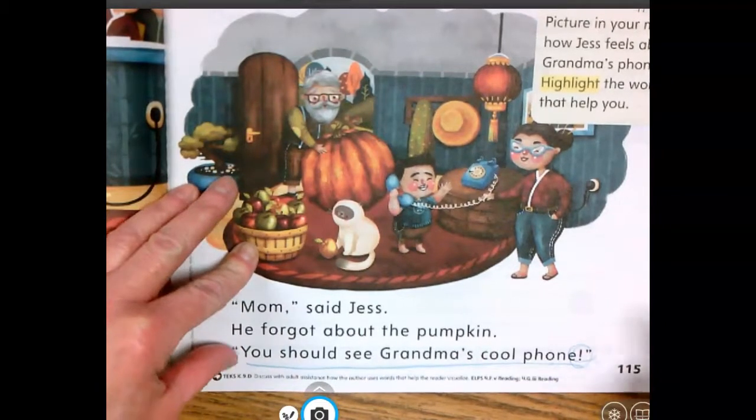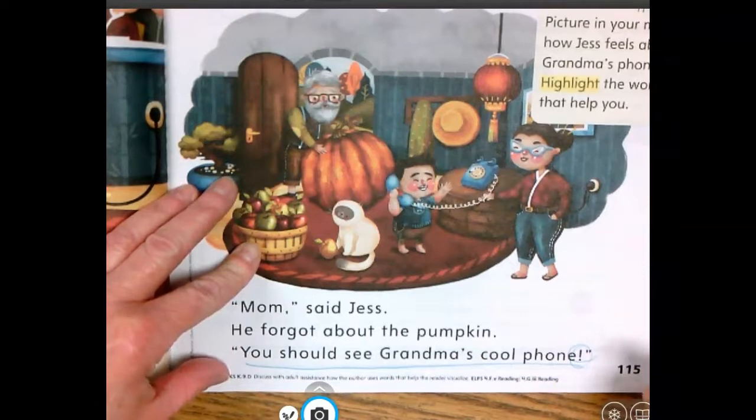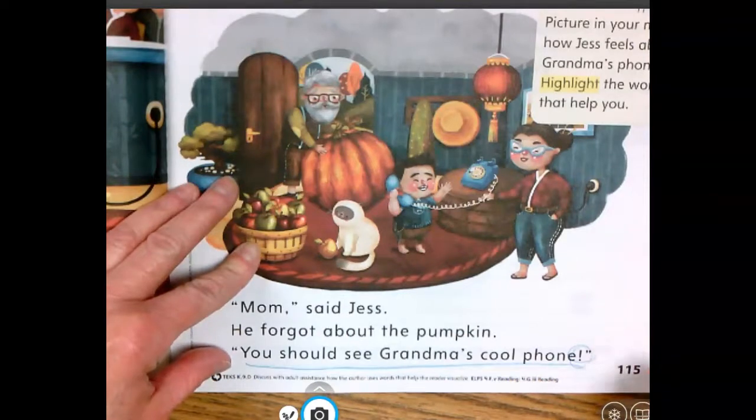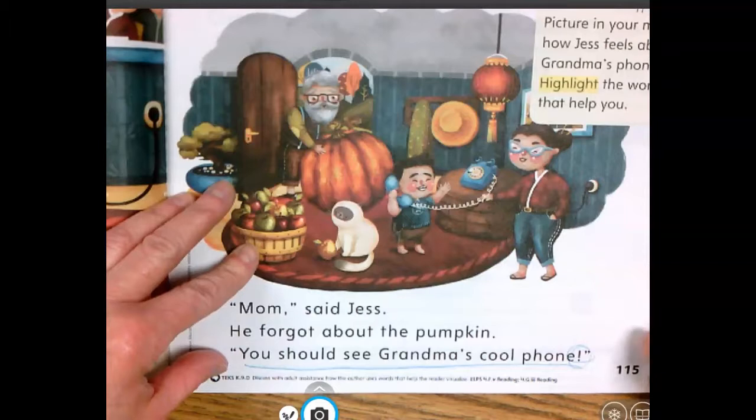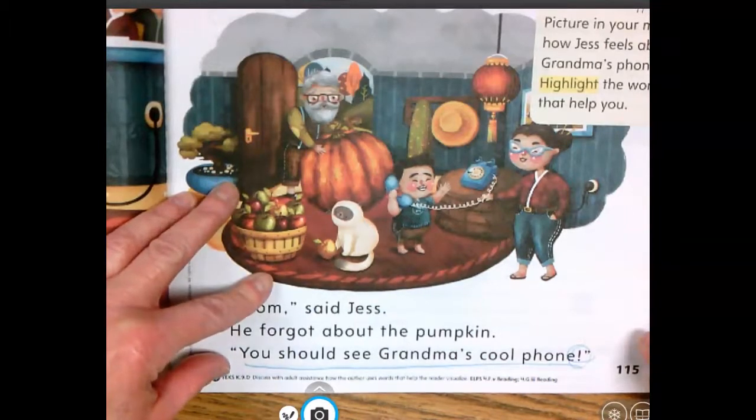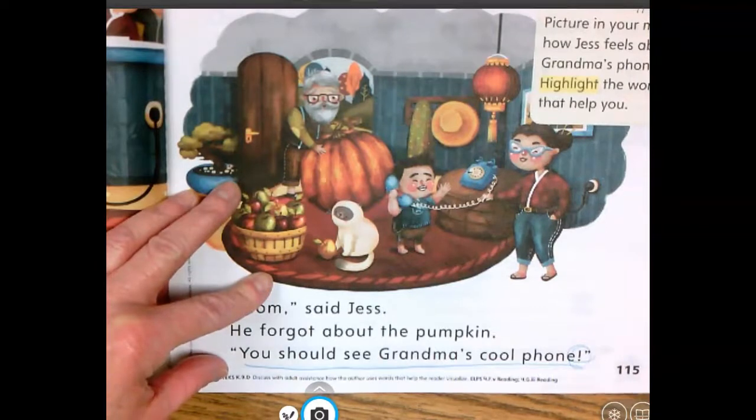So this was a good fiction story. We had the characters, Grandma, Grandpa, and Jess. And we had a setting, which is on the farm, probably in the fall. And then we have the plot. What was the plot? What was the problem? The phone not working, the cell phone not working. And what was the solution? How was his problem solved? Yes, he used Grandma's old-fashioned phone, which worked. This is a good fictional story. I hope you enjoyed it.